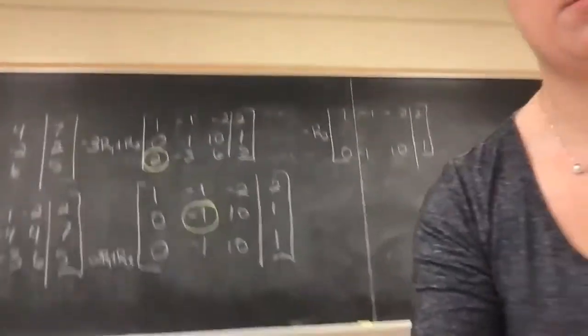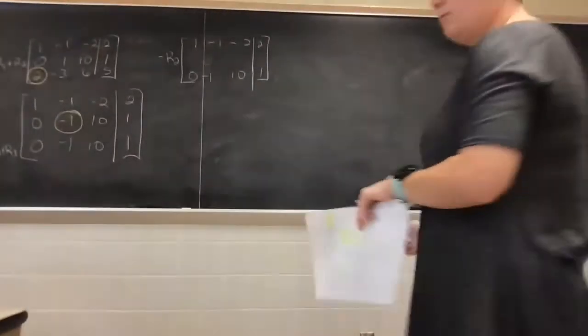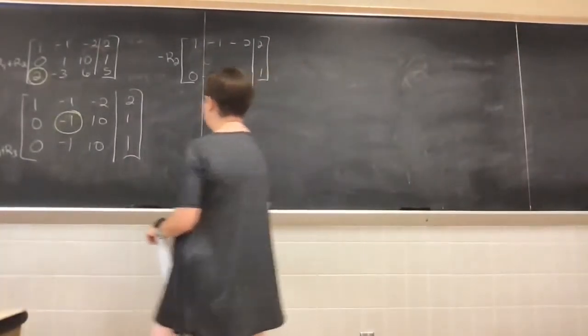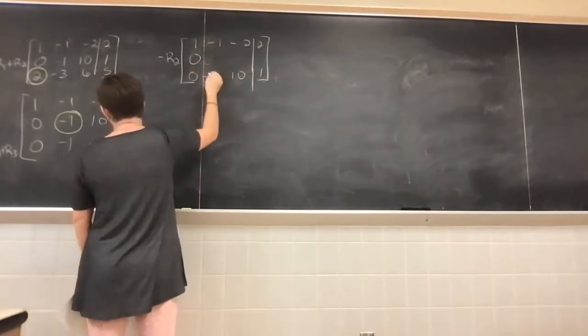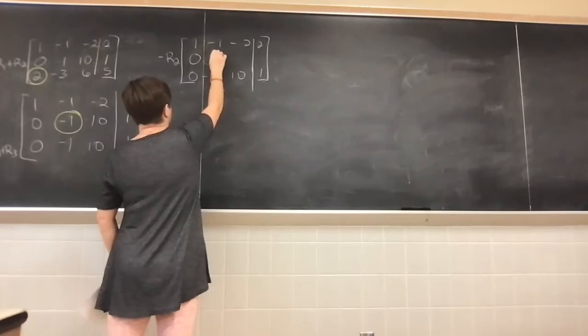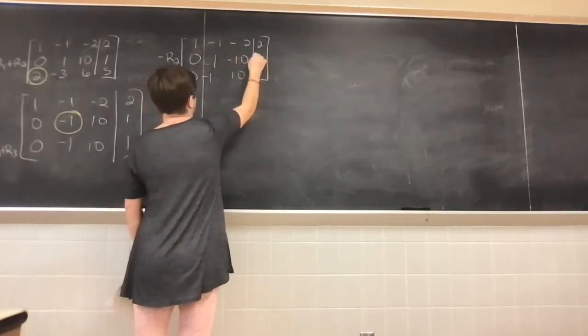Okay, so negative times my middle row, so negative times 0 is still 0. -1 times negative is 1. That'll become a negative 10 and a negative 1.